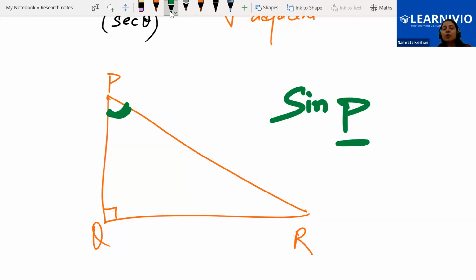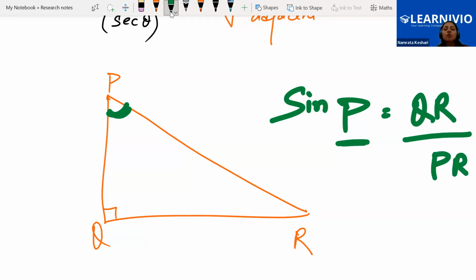Okay. Now, according to angle P, which one is the opposite side? Can you tell me? Yes, Alvina and Ifra. Which one is the opposite side? QR. Yes, QR is the opposite side. Sine formula is opposite by hypotenuse. So hypotenuse is PR. What is the adjacent side over here? Yes, PQ is the adjacent side.